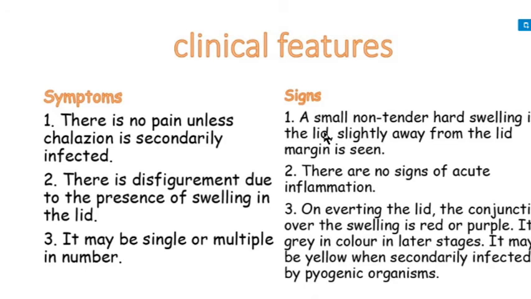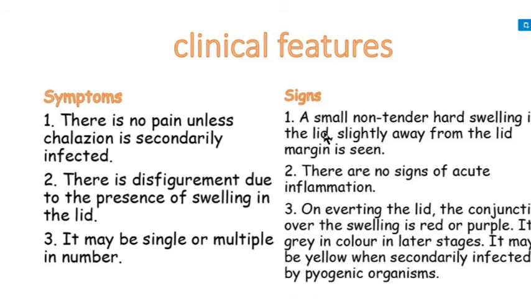The signs are usually a small, non-tender, hard swelling in the lid, slightly away from the lid margin, whereas a stye is on the lid margin. This is a differentiating point between a stye and a chalazion. There are no signs of acute inflammation. On everting the lid, the conjunctiva over the swelling is red and purple, then grey in color in later stages. It may be yellow and secondarily infected by pyogenic organisms.